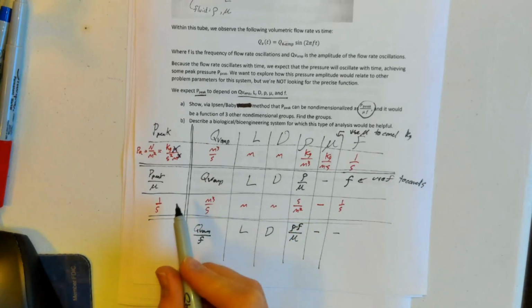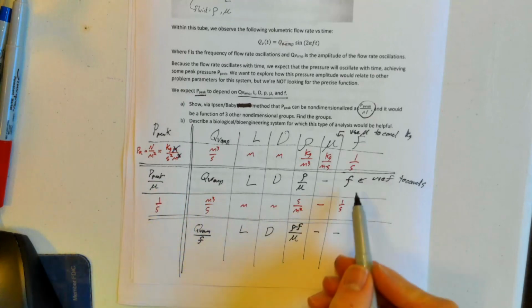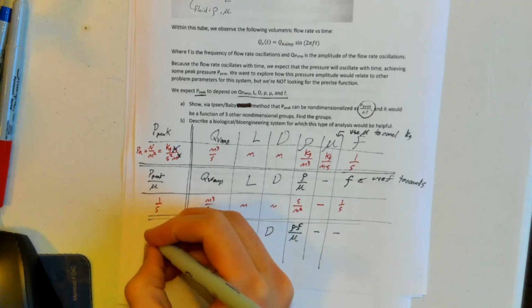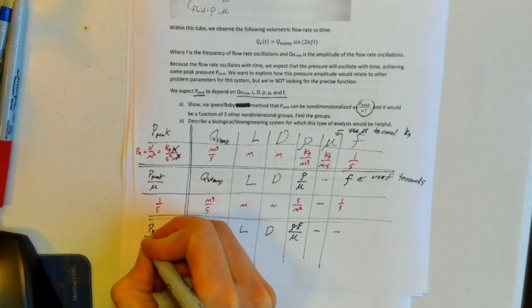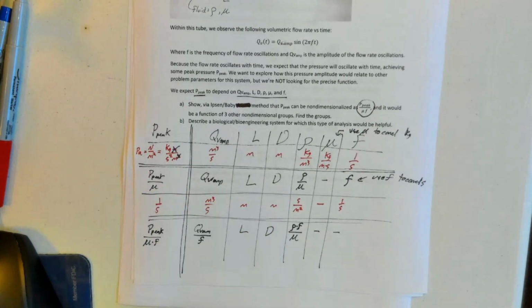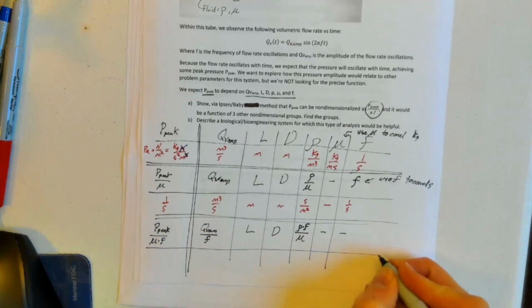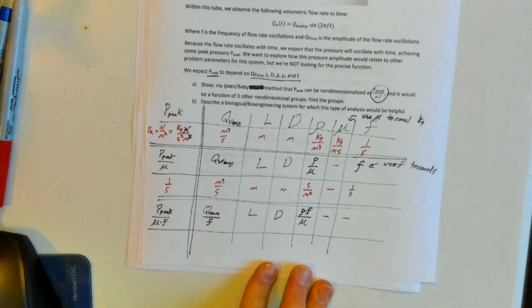And the same rationale applies here. We have 1/seconds here, so we need to divide by f to have those 1/seconds canceled. So now we have peak pressure divided by viscosity times frequency. And now, of course, the next step is to write out what types of units all of these terms have.